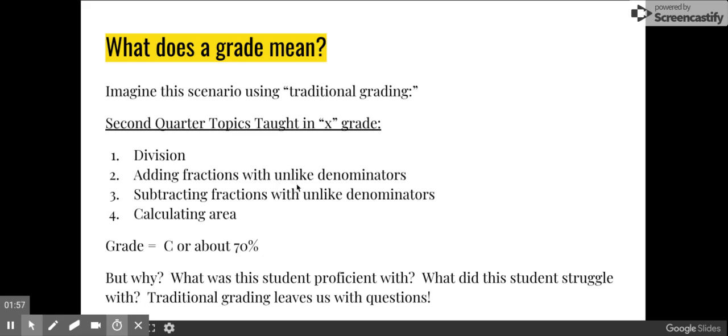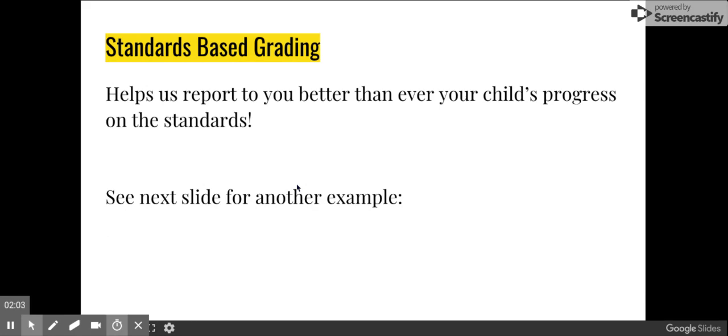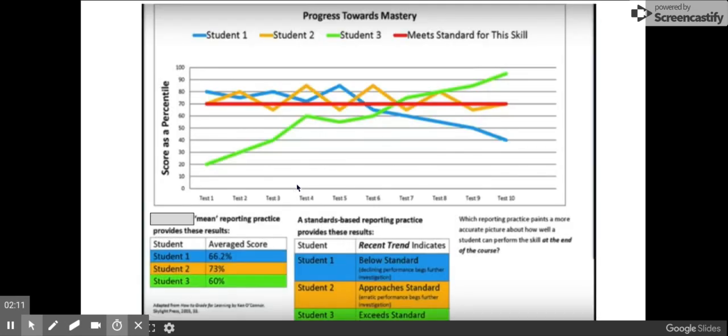So what we're going to do on the standards-based report card is give a grade to each one of those standards. With the standards-based reporting method, we're going to be communicating with you better than ever about your child's mastery of the standards. Let's take a look at this slide to demonstrate one more time what is wrong with the traditional grading system.